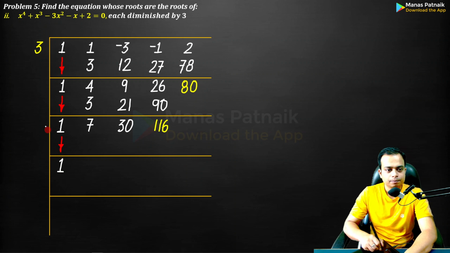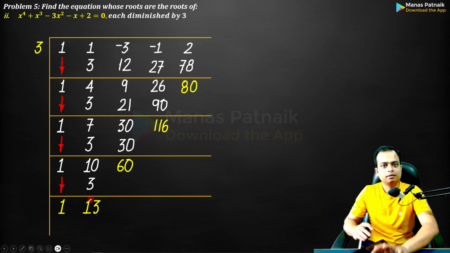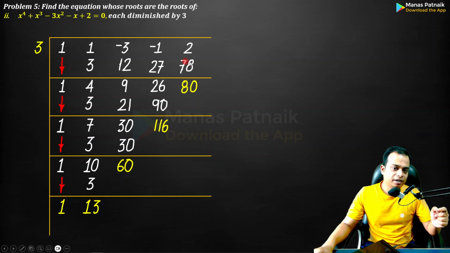1 down. 3 times 1 is 3. 7 plus 3, 10. 10, 3, 30. 30 plus 30, 60. Done. Down. 3, 1, 3. 10 plus 3, 13. Done. You don't have to move forward. Remember, it's an equation of degree 4, so you can make 4 parts. 1, 2, 3, 4. That is enough.